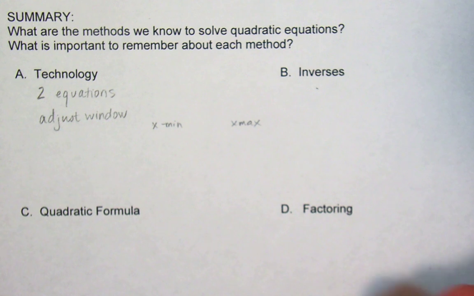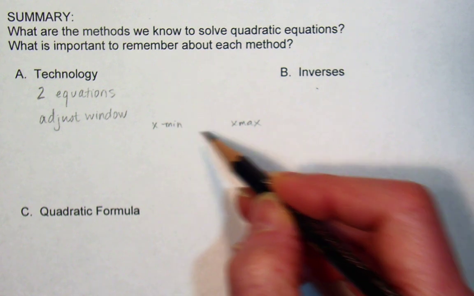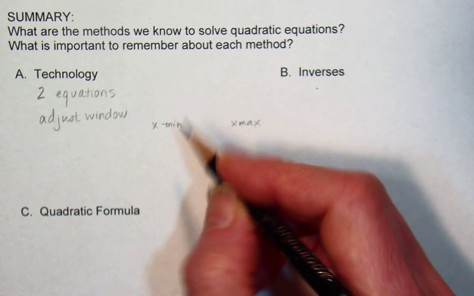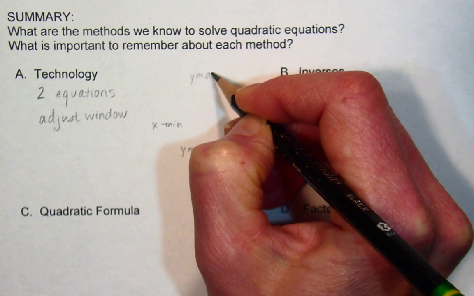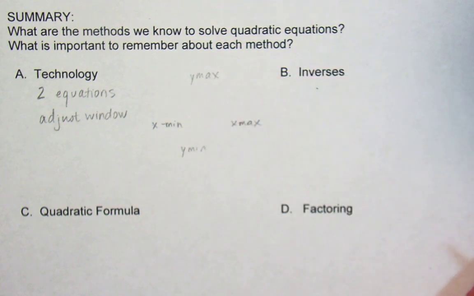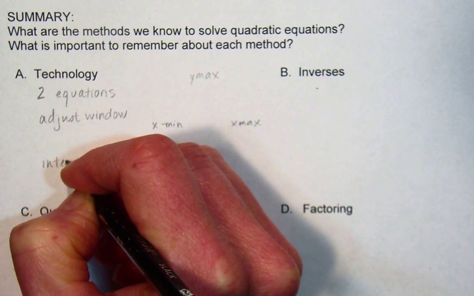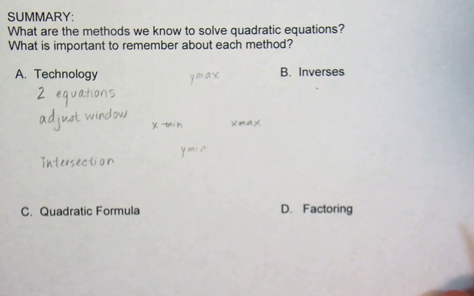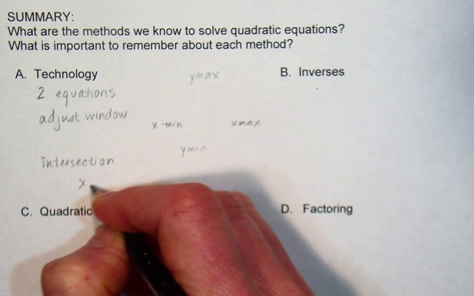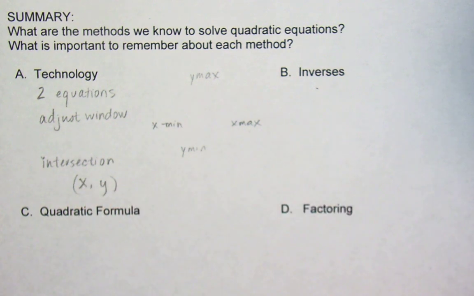The calculator will do the work for you as far as graphing goes, but the real work in your brain is figuring out what you want your minimum and maximum x values to be, and what you want your y minimum and your y maximum to be. And how are you going to scale those axes to make sure that you see everything? Then you look for the intersection of those two equations and figure out whether you want the x coordinate or the y coordinate to give you the answer to the question that's being asked.